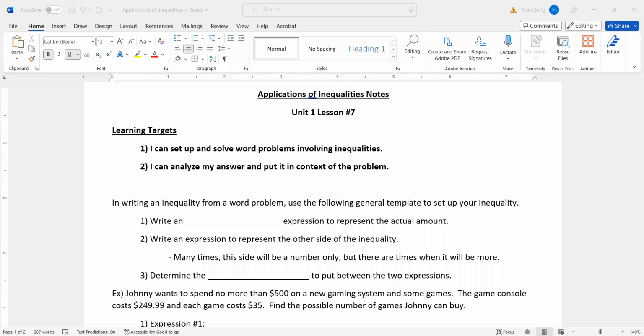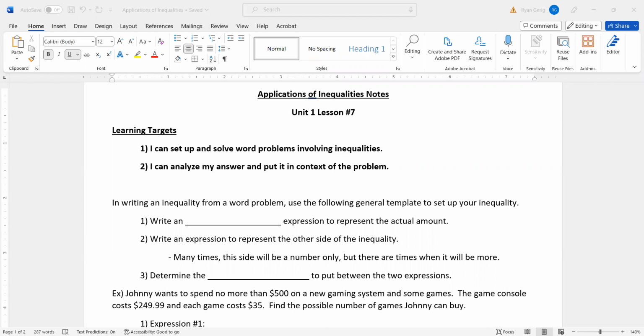Hello and welcome to lesson 7, where we're going to focus on word problems with inequalities. If you shied away from word problems and equations, this will be pretty difficult. If you practiced those and got better at them, this will be a little bit easier. It's not going to be easy, but it'll be easier.